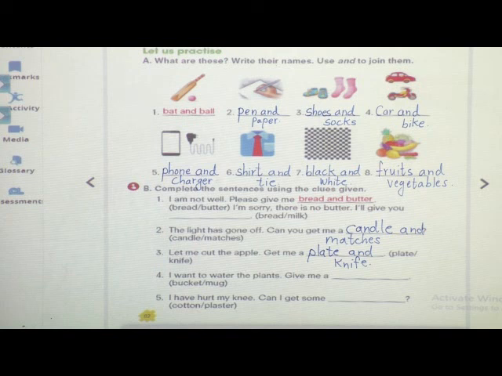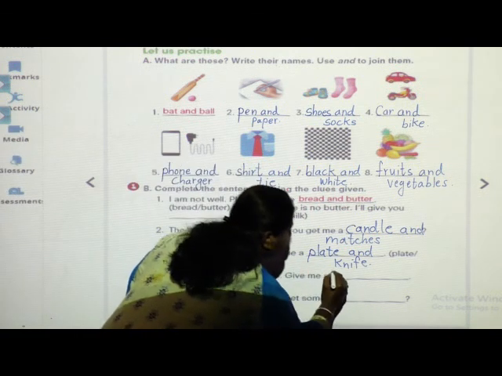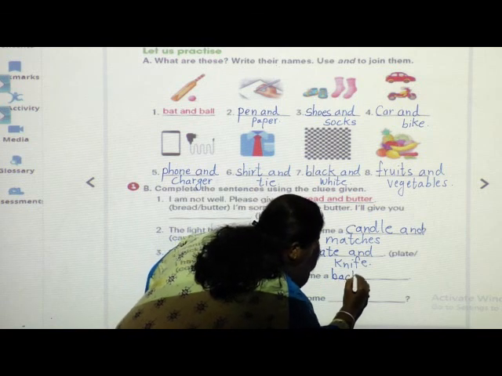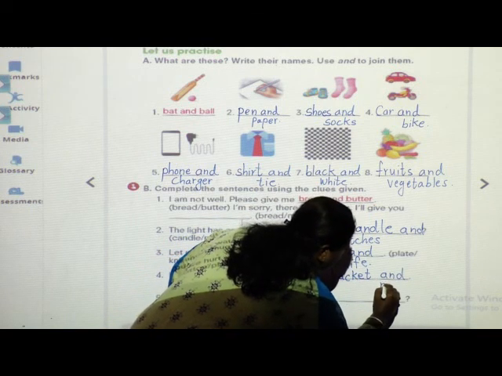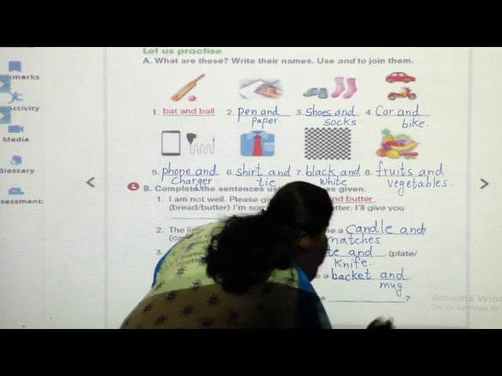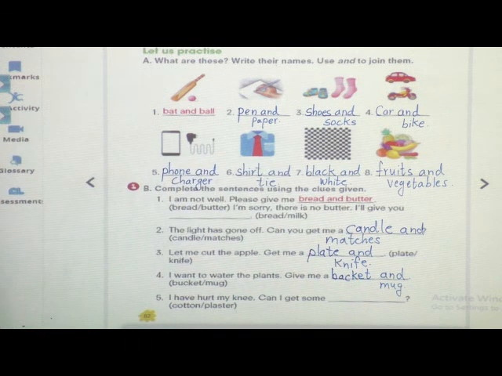Okay. The next one, I want to water the plants. Give me a dash, bucket or mug. Here you have to write bucket and mug.